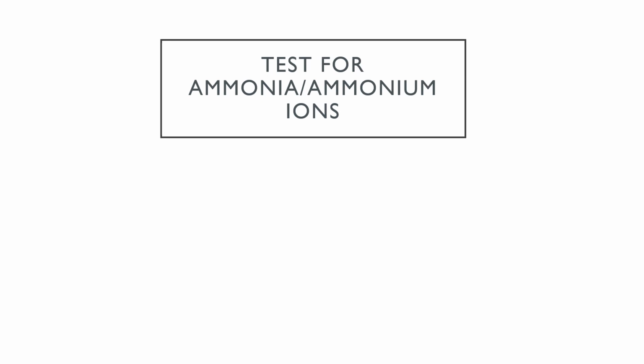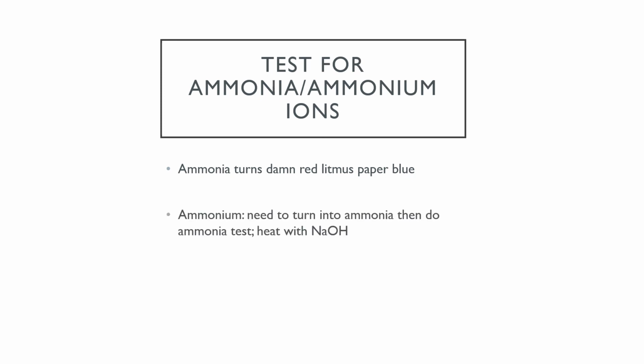This isn't difficult. Firstly, the test for ammonia is done using litmus paper. Litmus paper is red, but ammonia turns damp red litmus paper blue. Effectively, the same test is used to detect ammonium ions, but they must first be converted to ammonia, which occurs when the ammonium is heated with sodium hydroxide, because ammonium ions in solution form an acid.